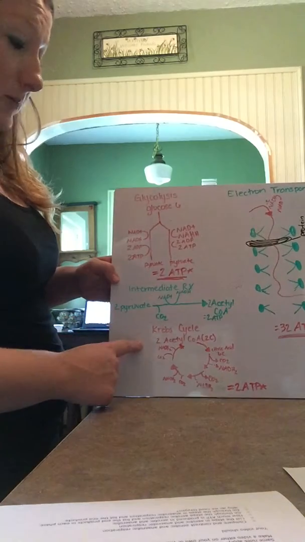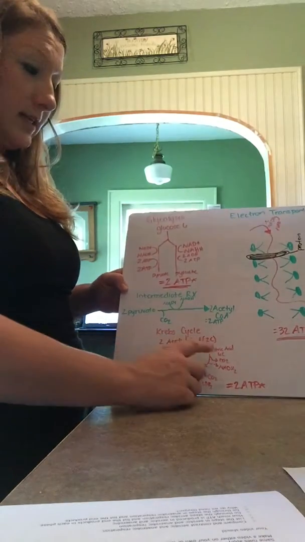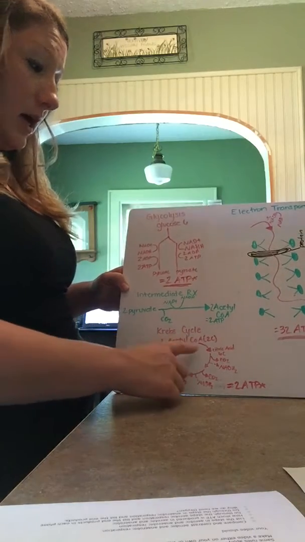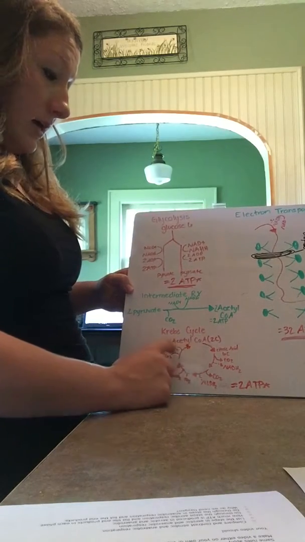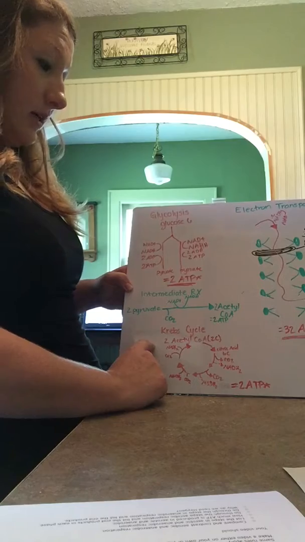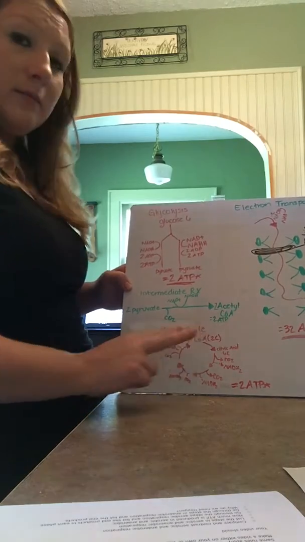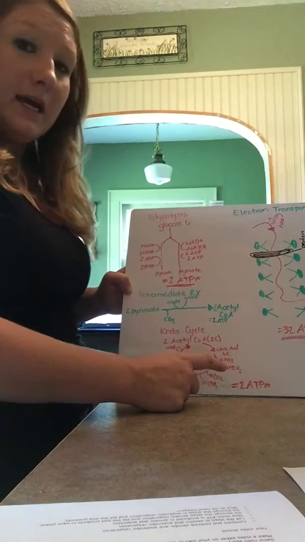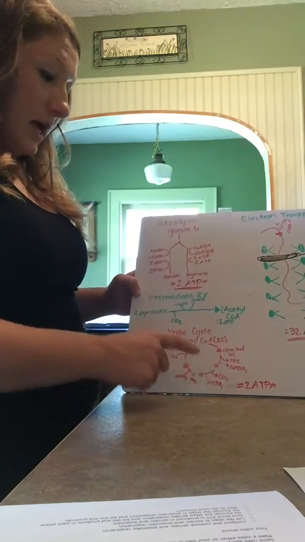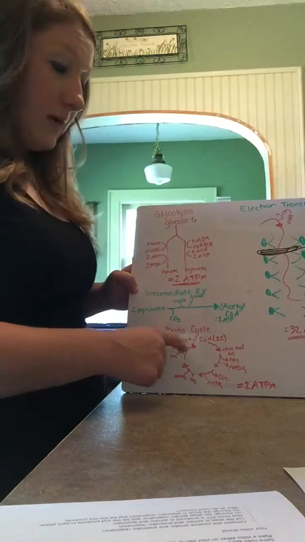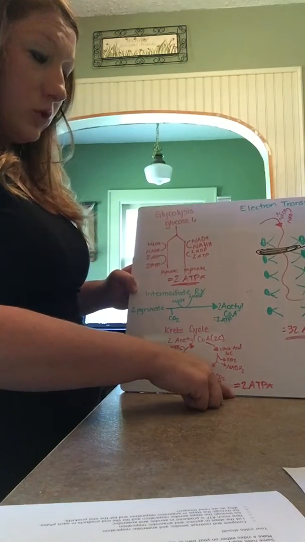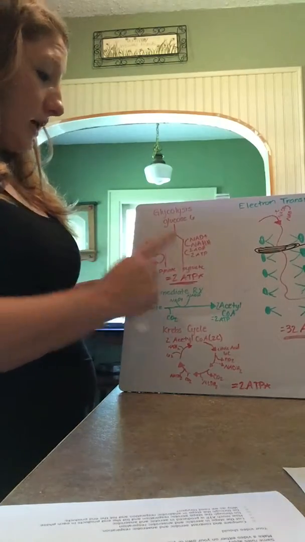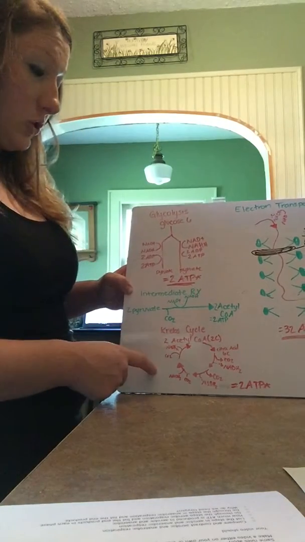So then we go to the Krebs cycle. The Krebs cycle, also known as the citric acid cycle, goes through a process where it takes the acetyl CoA to 2 carbons, and it releases some CO2s and NADHs and NADs, and it does that 4 times, ending in 2 ATPs. So that's 2 ATPs in the glycolysis, 2 in the intermediate, and 2 in the Krebs cycle.